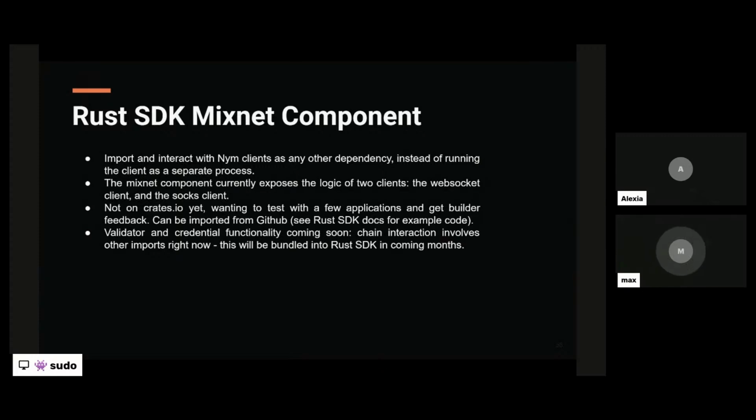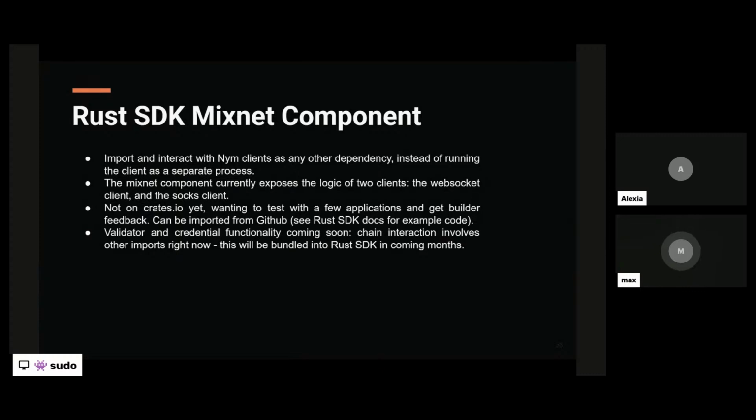This is partially because we're finishing off some of the stuff in the back end before we put everything on crates.io. Now, you can still import it if you go to the Rust SDK docs, where all of the links are at the end of this, so don't worry. You can import it just from GitHub as well, and there's a bunch of examples there of recommended ways of doing it, or if you want to, for whatever reason, import a particular branch or even a particular commit of the SDK and the associated Nym libraries that come with it, right?